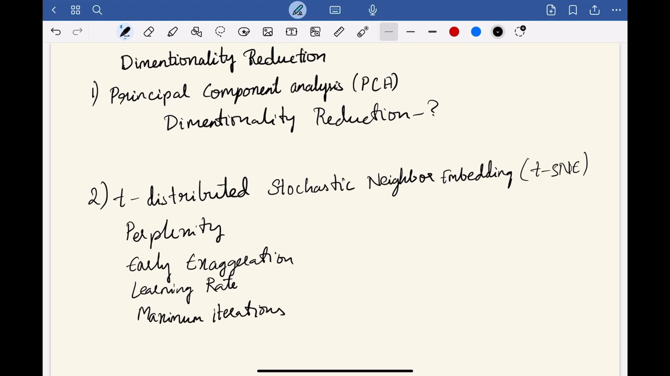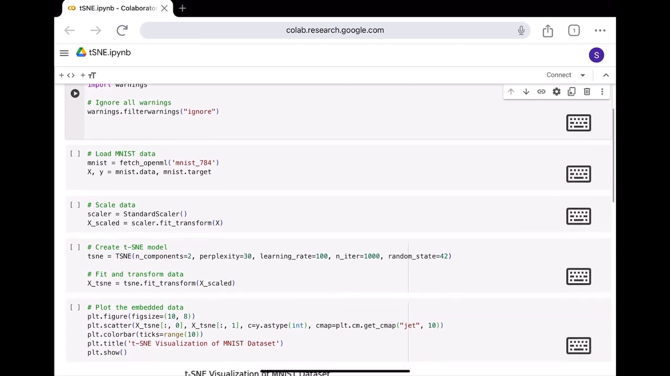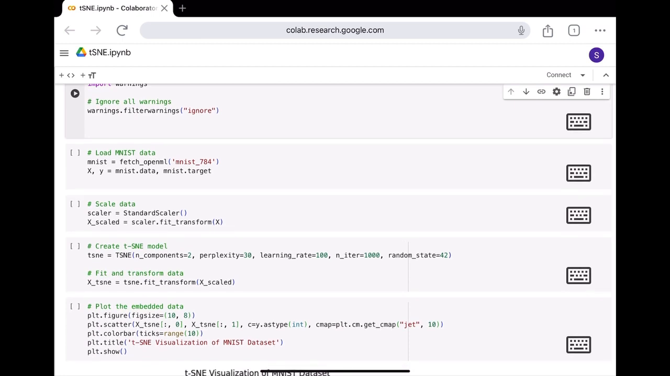Since we have understood what t-SNE is, how it works, and what the parameters to consider are, let us see how we can implement that using Python. First, import all the required libraries, and then we load the MNIST dataset from sklearn.datasets. Then we are standardizing the input and transforming it into a scalar form.